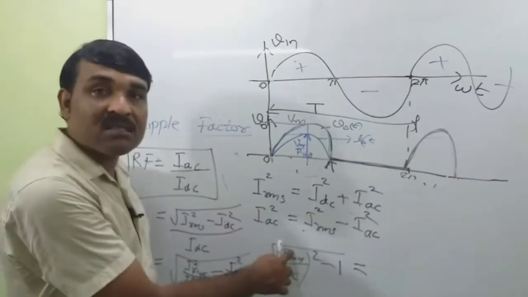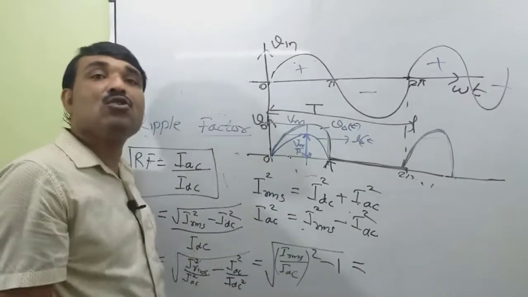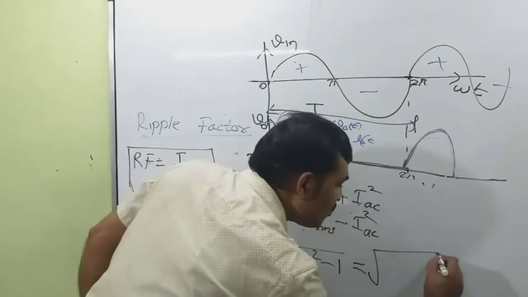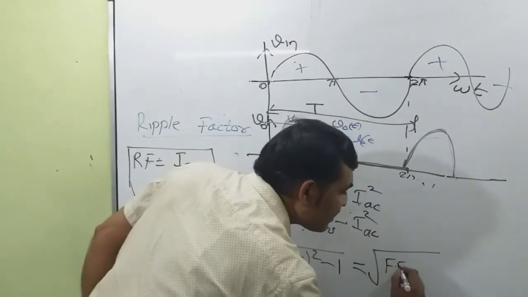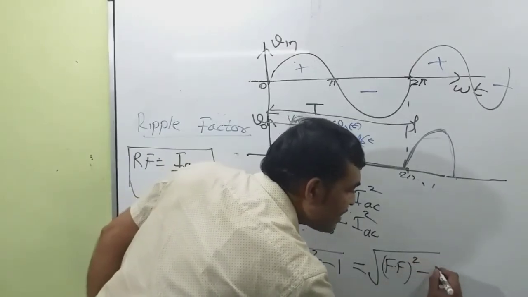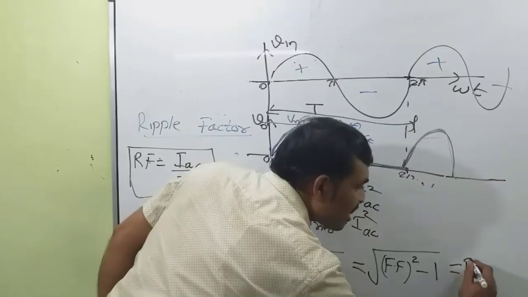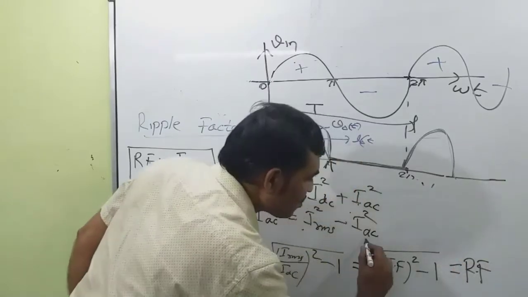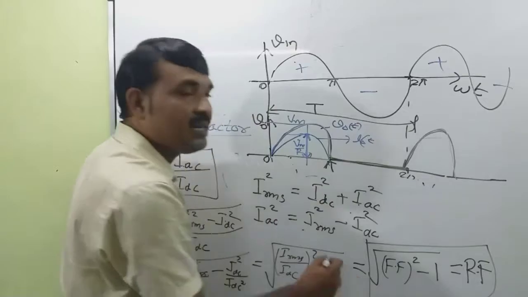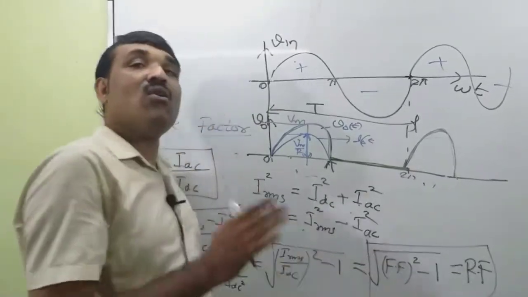Now what is IRMS by IDC? That is equal to the form factor. So we can write that the square root of form factor square minus 1 is equal to the ripple factor. So this is the expression for finding the ripple factor once we have the form factor.